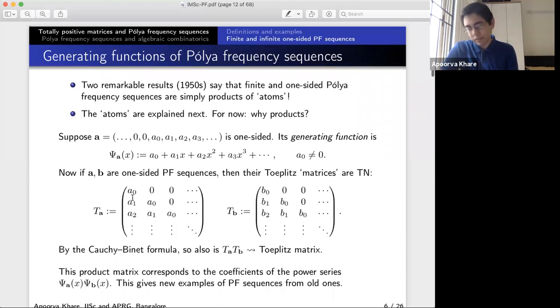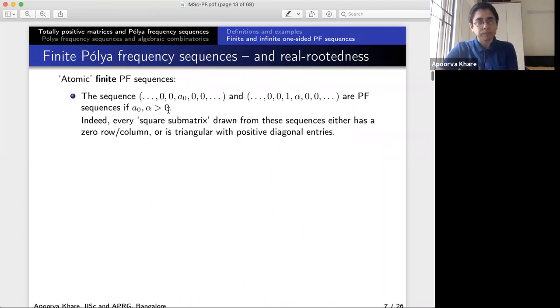And if you take a submatrix again, there's only 1 here and alpha here, and everything else is 0 below and above, right? So if you take a submatrix again, either you have a row of zeros or a column of zeros, or you have a triangular matrix where the 1s are on the diagonal and alpha is below it, or you have a triangular matrix where the alphas are on the diagonal and the 1s are above it on the super diagonal. Either way, it's a triangular matrix, positive diagonal. So again, it's totally non-negative. And that's what I just wrote down here. Every square submatrix either has a zero row or column or is triangular with positive entries. So these two are clearly examples of finite Polya frequency sequences.